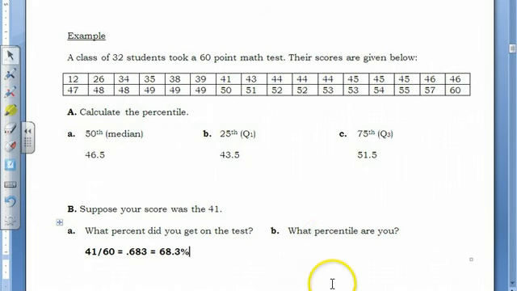Percentile, again, is the number of people who scored lower than you compared to how many people took the test. So if I scored the 41, that means 1, 2, 3, 4, 5, 6. 6 people scored lower than I did out of the 32 people in the class, which is 0.1875, or about 19%. So that means that compared to the points in the test, I got 68%, but compared to the rest of the students in the class, I only scored better than 19% of the students.